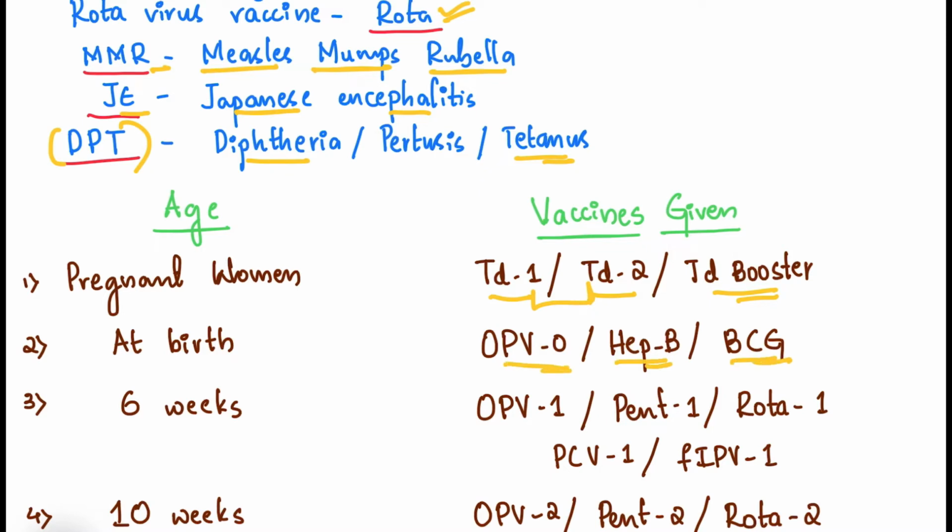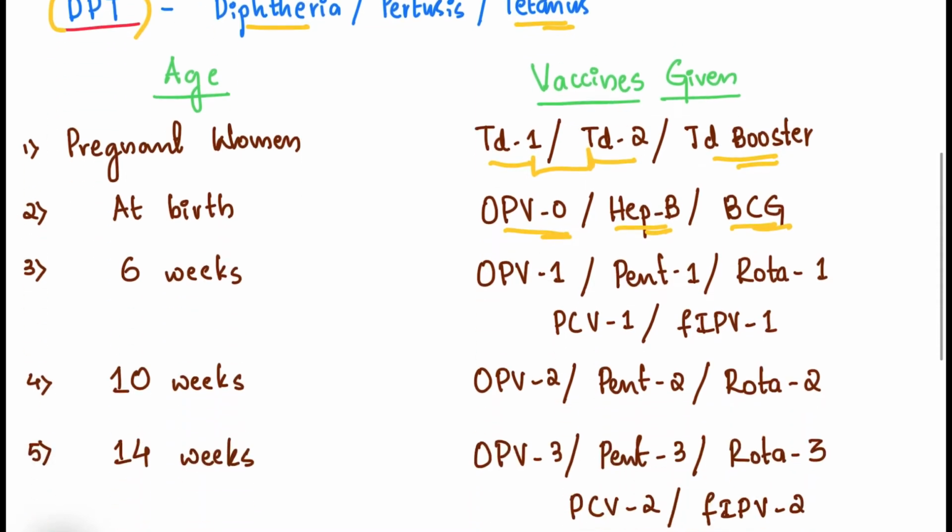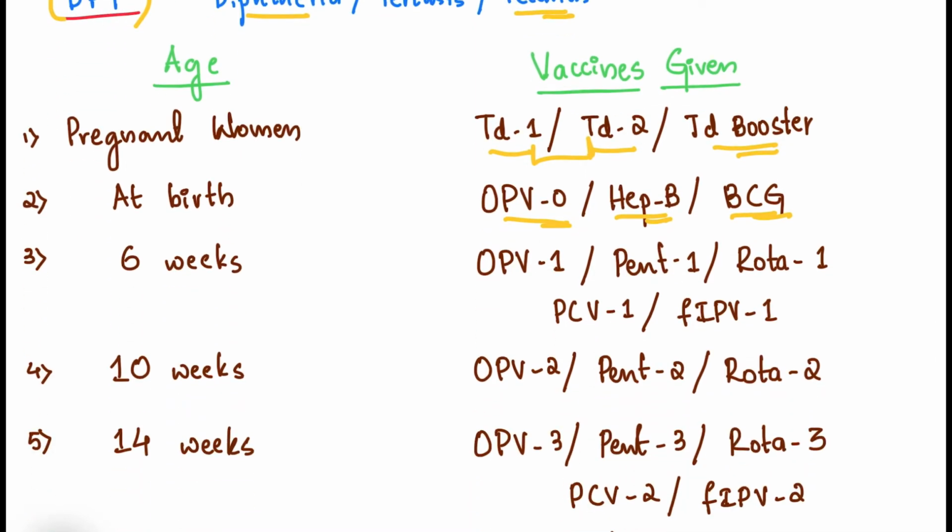followed by hepatitis B as well as BCG. Then at 6 weeks of the baby, we'll give OPV first dose, pentavalent first dose, rotavirus first dose, pneumococcal vaccine first dose, as well as fractionated injectable polio vaccine first dose.